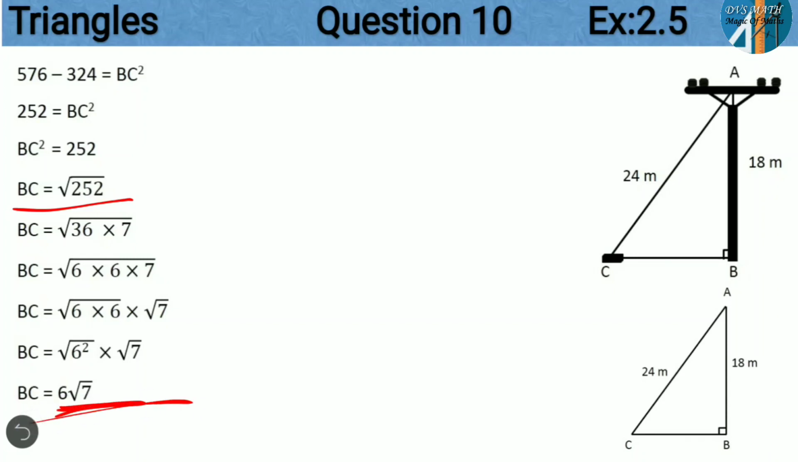So what is the distance of the stake? It is 6 root 7 meter. You can write it as 6 root 7 meter. This is the distance between B and C. This is called a stake, and the wire we call a guy wire. Taut means tight wire, you can say.